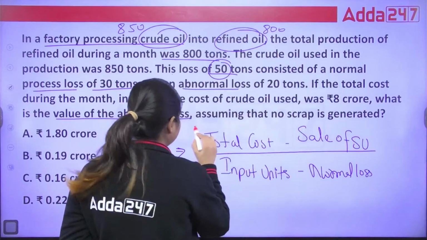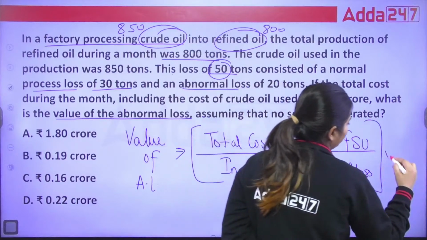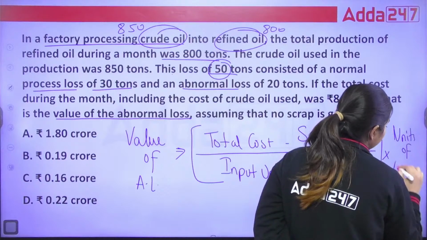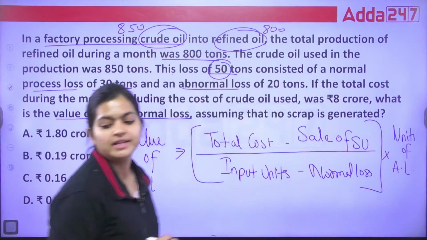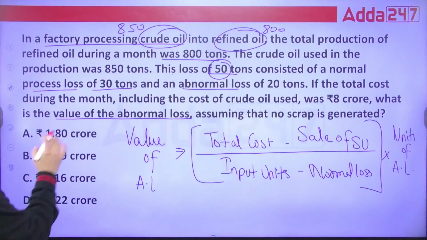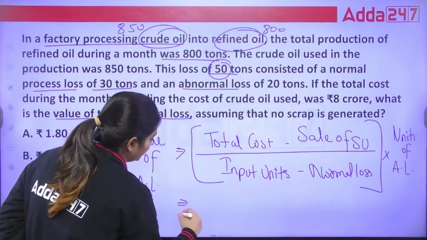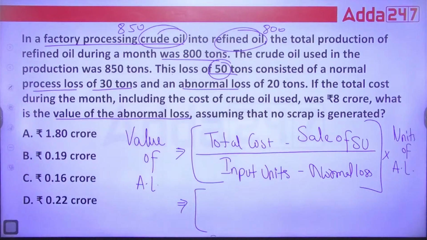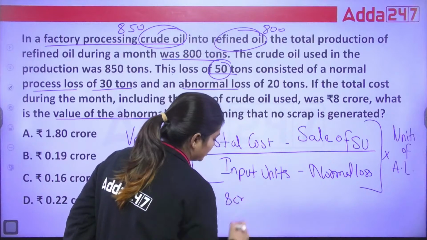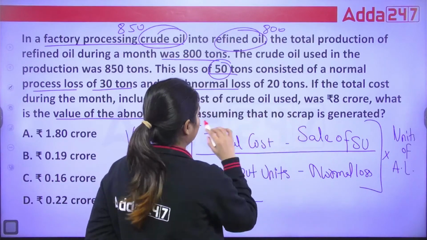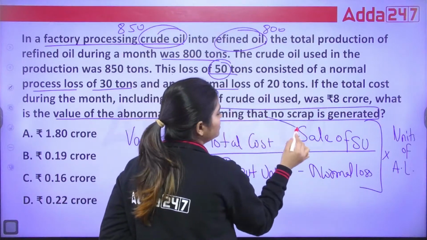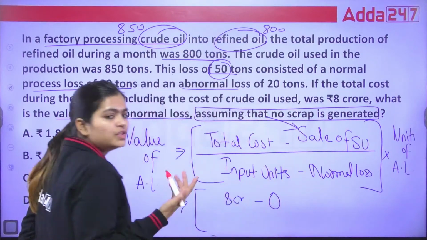Okay, and this you need to multiply with units of abnormal loss. With this formula, we need to solve the value of abnormal loss. Chaliye, one by one, we are going to put this information in this formula. Total cost is how much? That is your 8 crore. In the last line, they are saying, assuming that no scrap is generated, means your value will be 0.